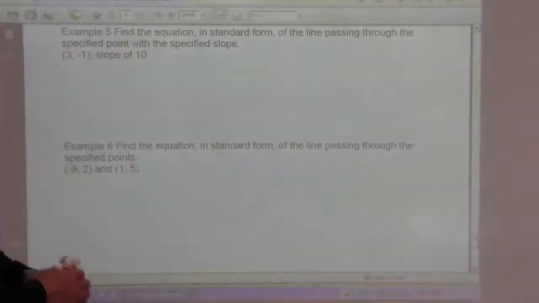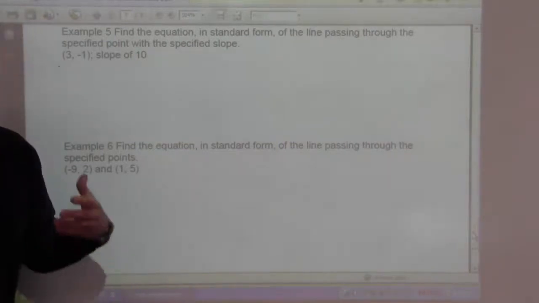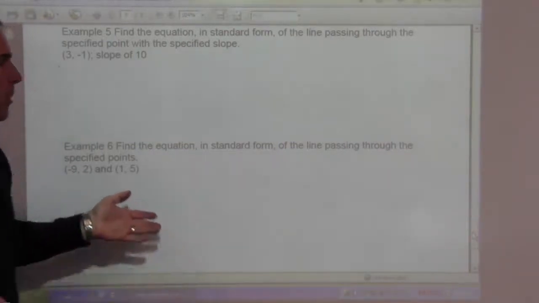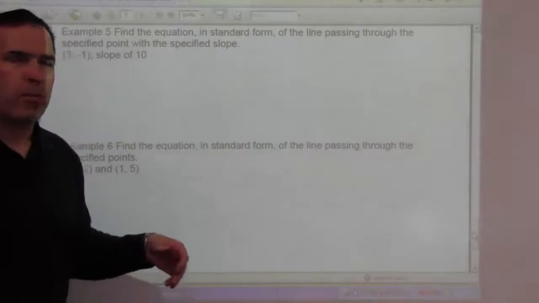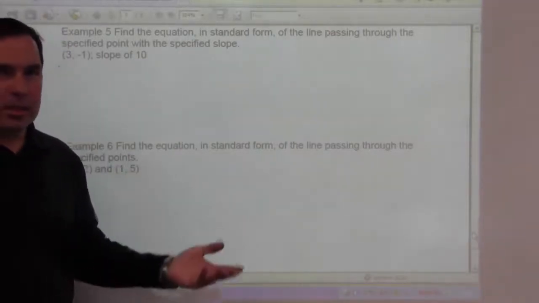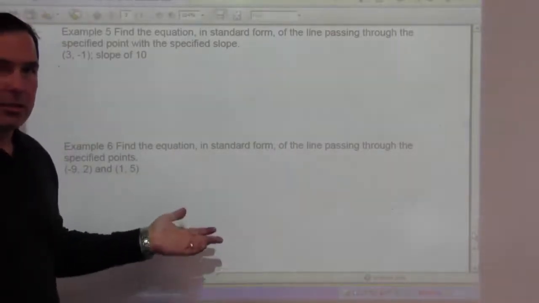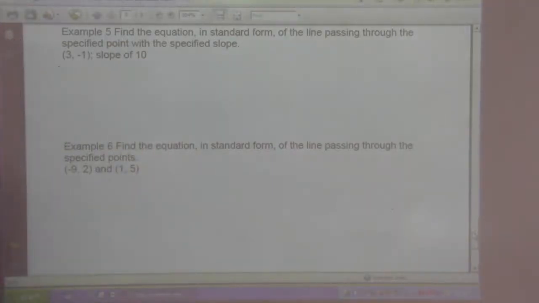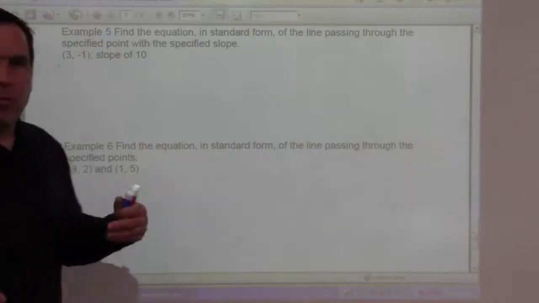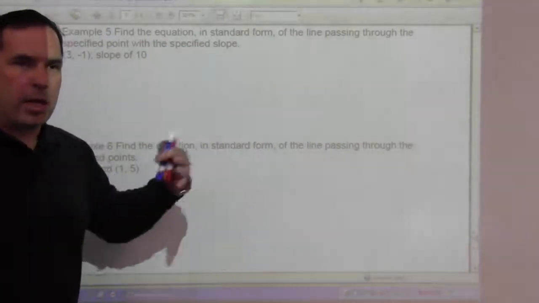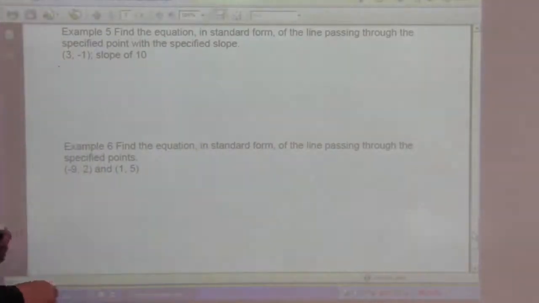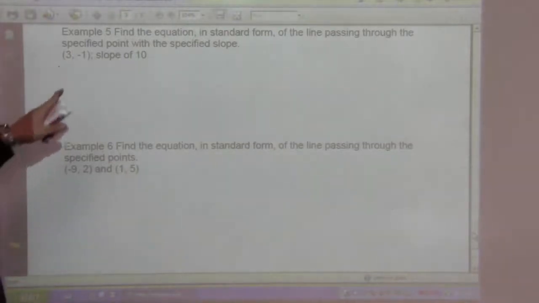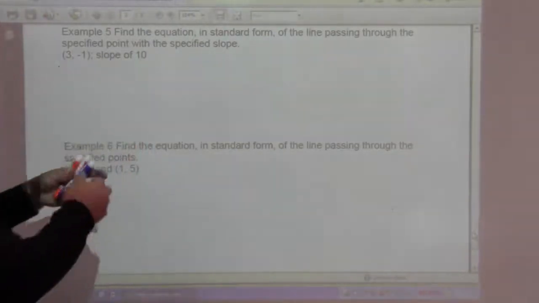Okay. Find the equation in standard form. Now I don't like going to standard form. There are a lot of reasons. If you've had me in a class before, there's not just one standard form, not just one answer for standard form. There's only one slope-intercept form. Because you can always multiply your standard form by another number and still get something ax plus by equals c. Anyway, find the equation in standard form of the line passing through the specified point with a specified slope.